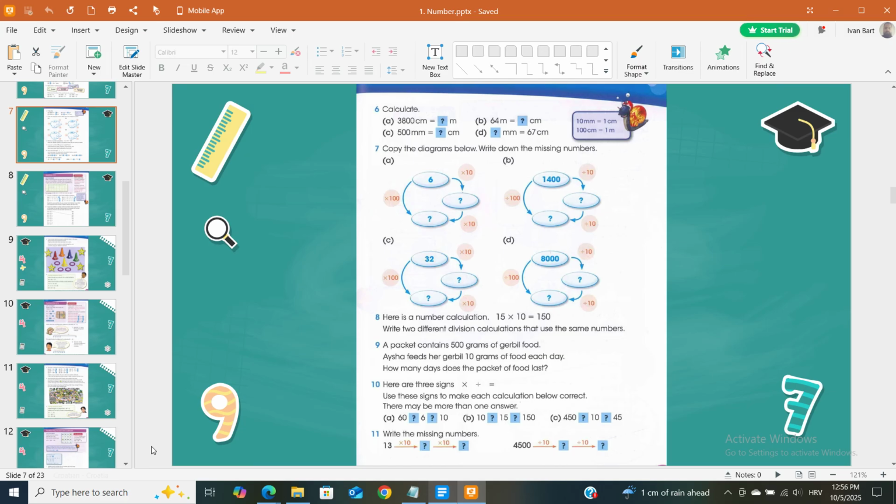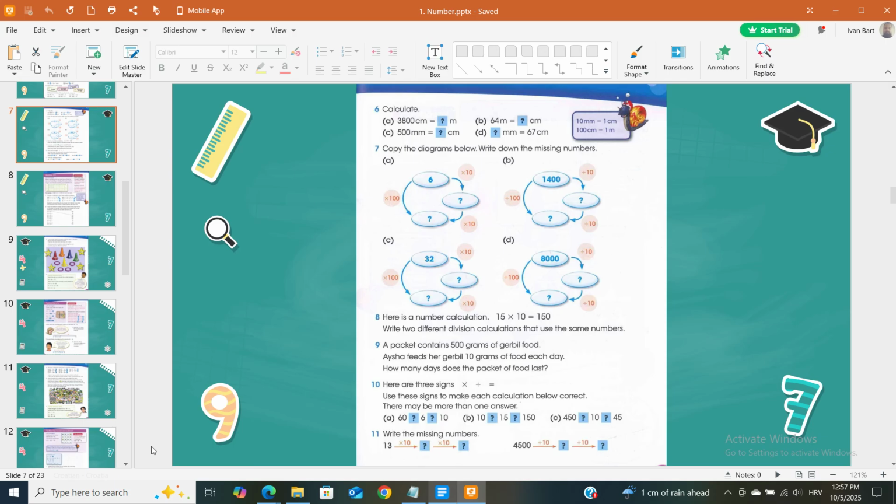10. Here are 3 signs: times, divided by, equals. Use these signs to make each calculation below correct. There may be more than one answer. (A) 60, 6, 10. (B) 10, 15, 150. (C) 450, 10, 45. 11. Write the missing numbers. 13 times 10, times 10, ? 4,500, plus 10, plus 10, ?